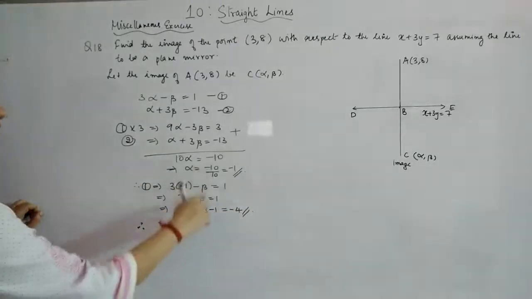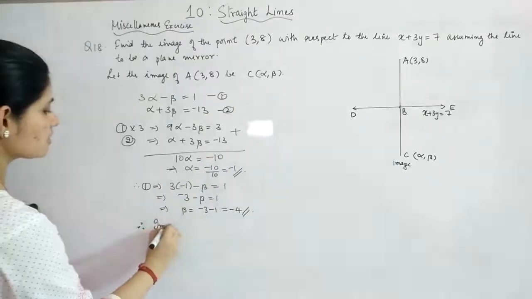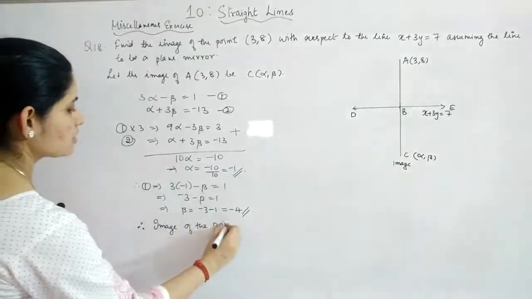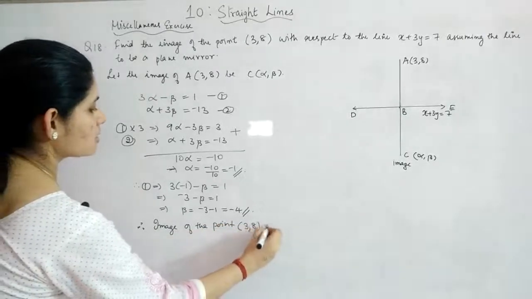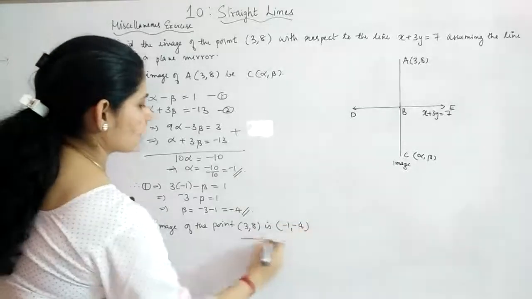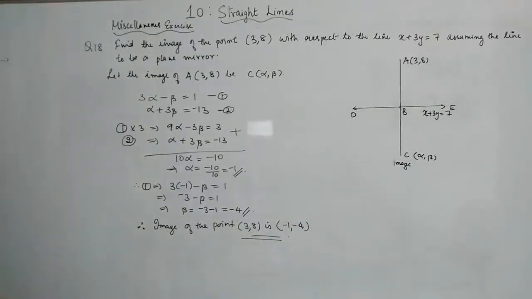Therefore, so you got alpha beta, and alpha beta was the image. Therefore, the image of the point 3, 8 is, you have to write alpha first, minus 1, then beta. So minus 1, minus 4 is the image of 3, 8.